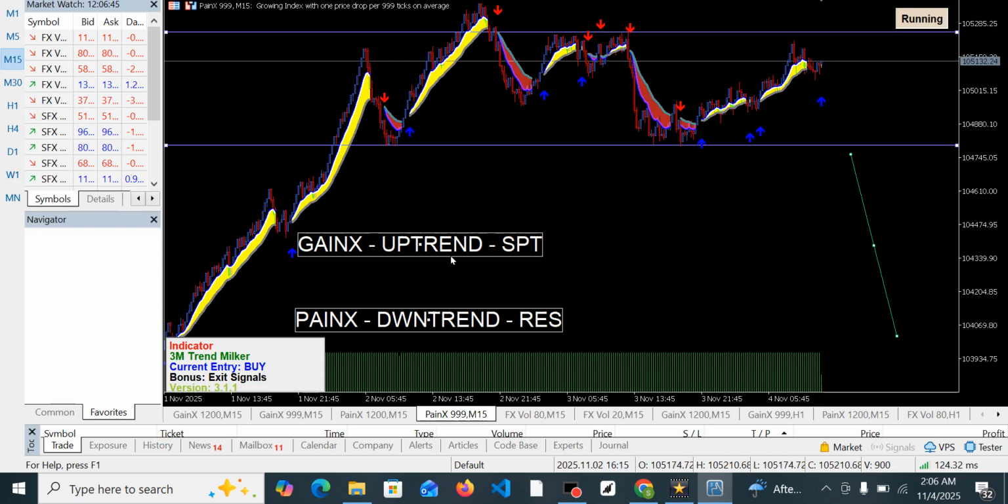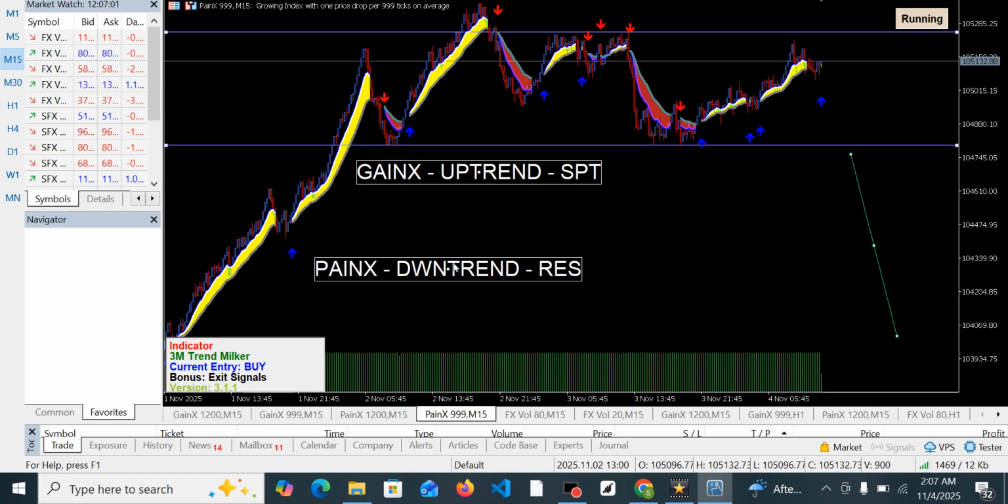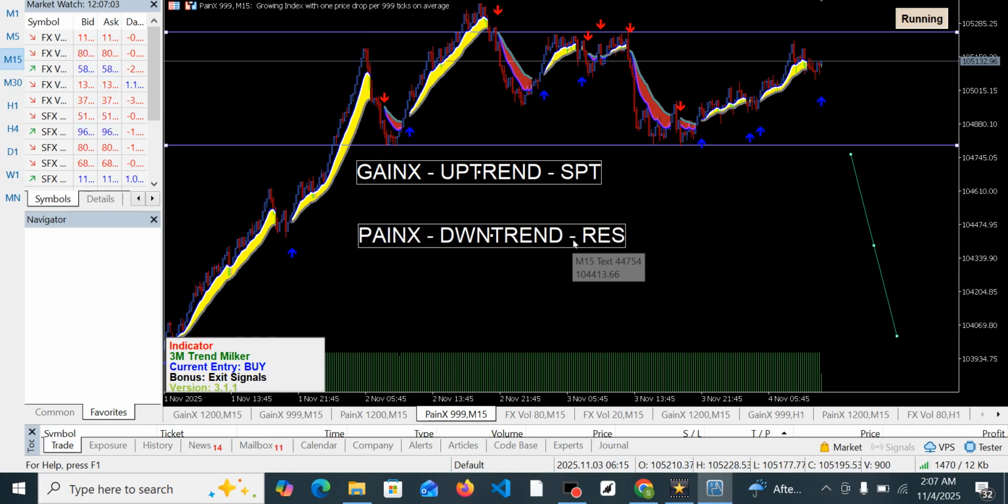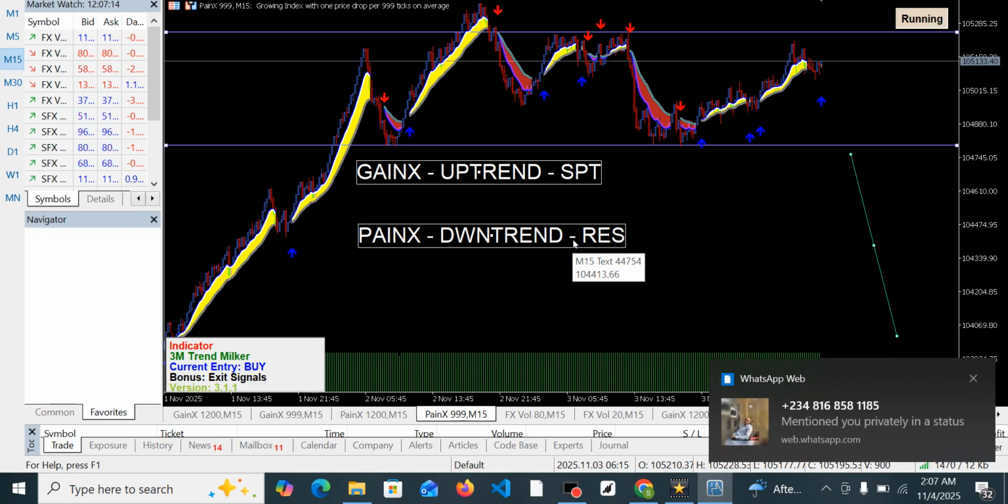All you need is to have a better understanding of when to trade it. Number one, for GainX, it must be on an uptrend and it must be from the support zone. Number two, for PainX, it must be on a downtrend and it must be from the resistance zone. All these are very, very important. Once you get all these right, then you will definitely be in profit most of the time whenever you are trading your spikes.